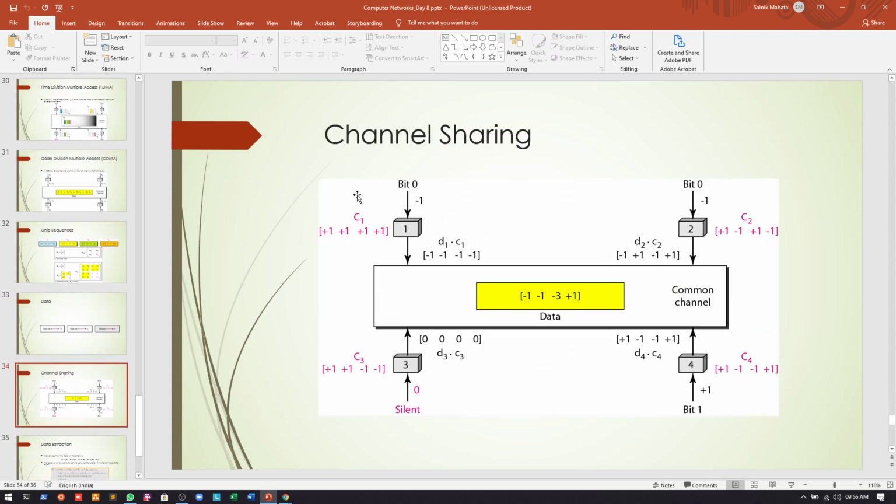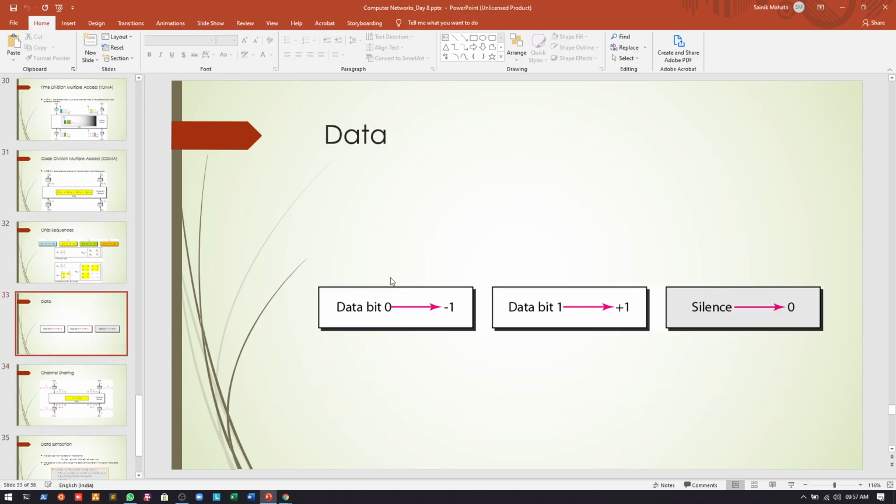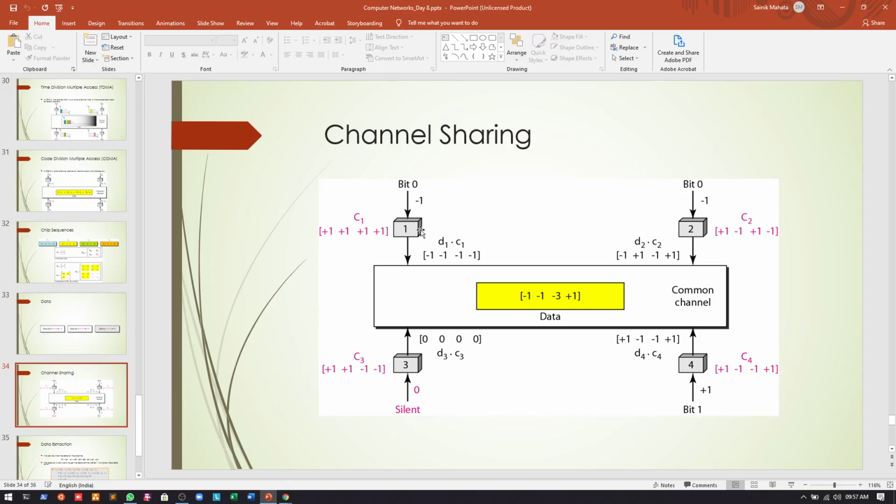Now, using this scheme, let us see what happens. Suppose station 1 is sending a 0 bit. So obviously, what is a 0 bit? If you remember, the 0 bit is nothing but the -1. So if the data is a -1, we have the code for channel 1, that is +1 +1 +1 and +1. So what we will do is multiply the data with the code.